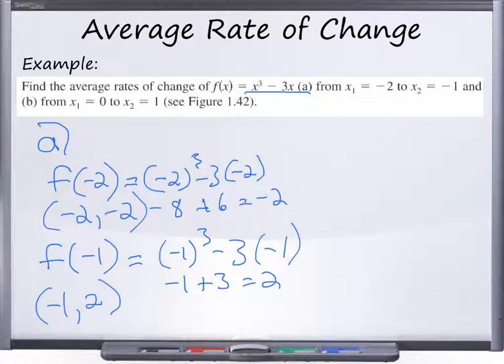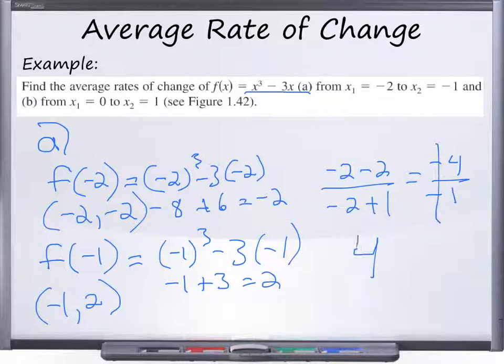If I look at the slope between them, I have negative 2 minus 2 over negative 2 minus a negative 1. So here is negative 4 over negative 1. Changes those to positives. So the slope is 4, so the average rate of change is 4.